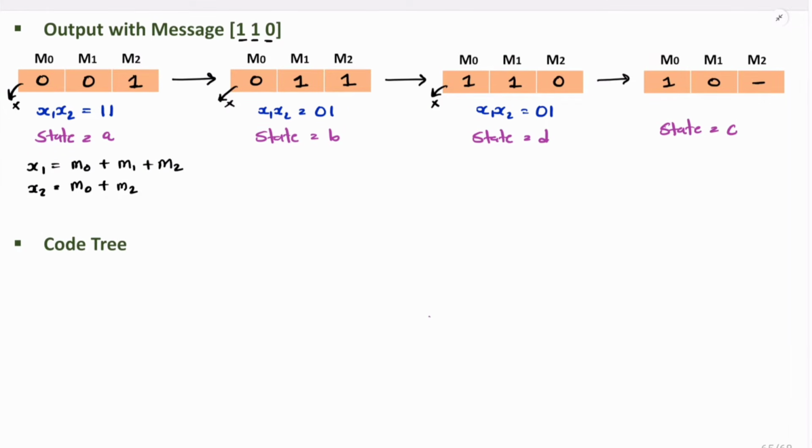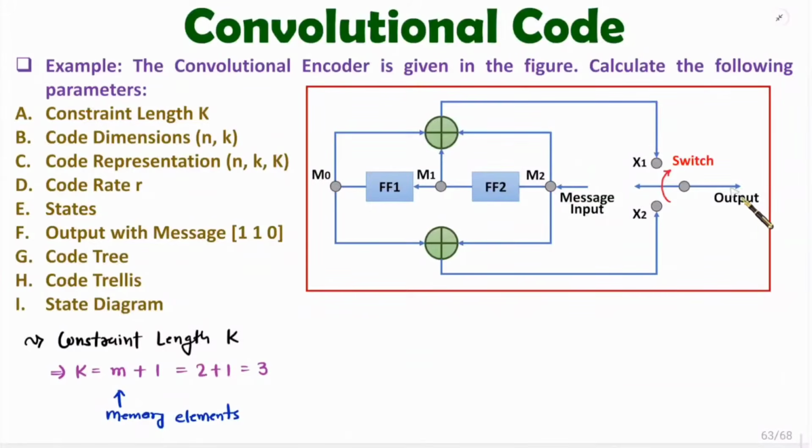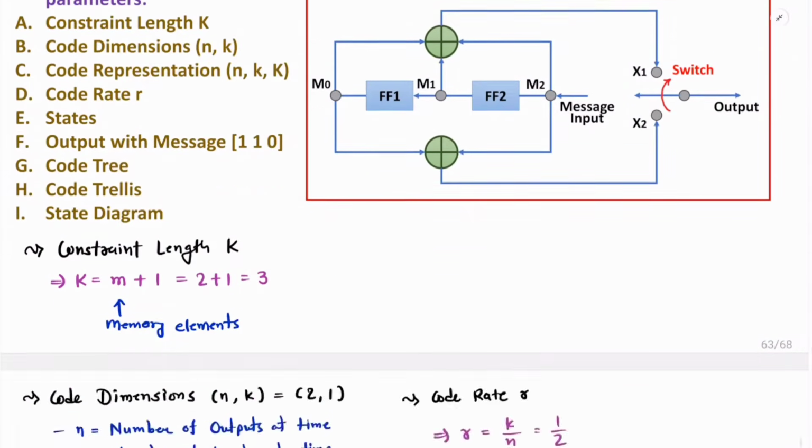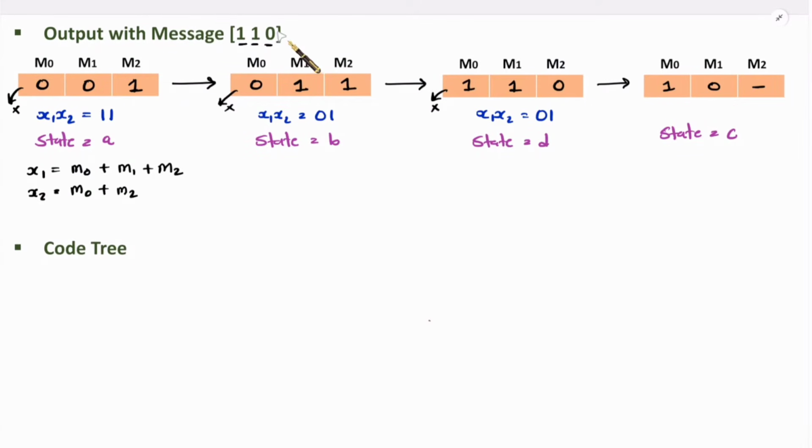Now, let me explain how to write output. You can observe output is x1, x2. In the encoder also, I have shown, see output is x1, x2, right? So if we have message 110, at that time our output will be x1, x2, x1, x2, and x1, x2. See here we have 3 message bits. So 3 times there will be output x1, x2.